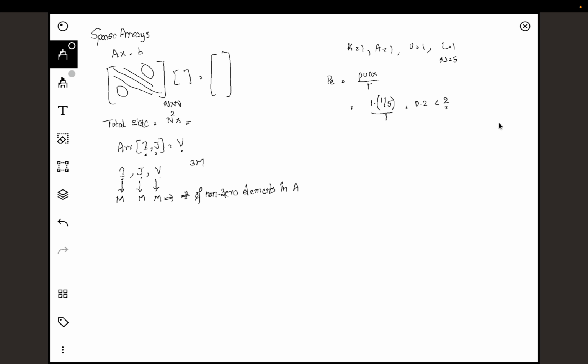But let's try one more thing. So we know that Peclet number has to be less than 2. So if we take u value to be, say, 10, then Peclet number is going to be, or maybe 20. Then Peclet number is going to be 20 times 1 by 5, which is 4, which is greater than 2. So the Scarborough criteria is not satisfied. So let's see what happens if you do that.